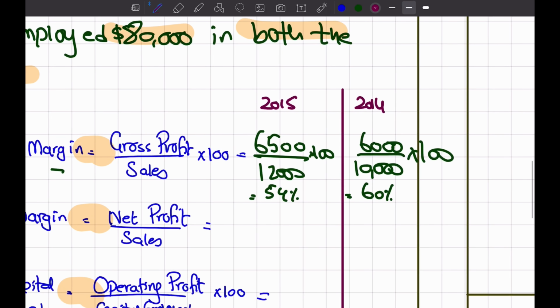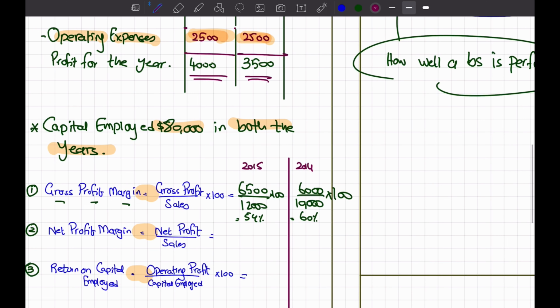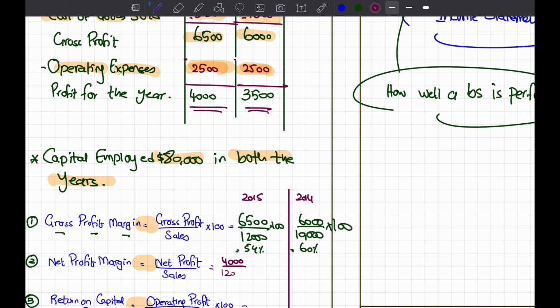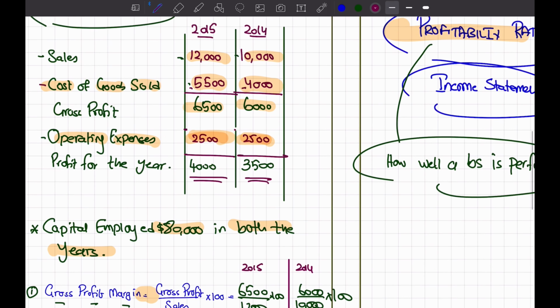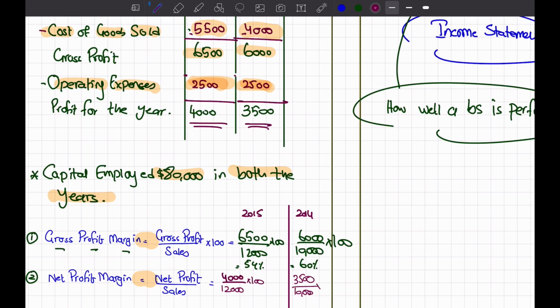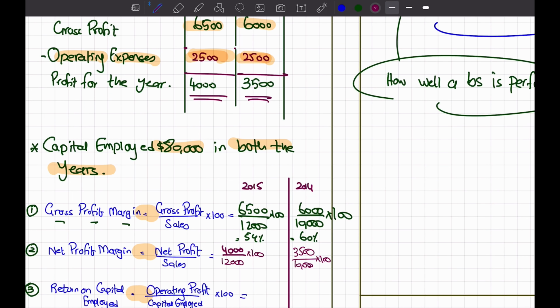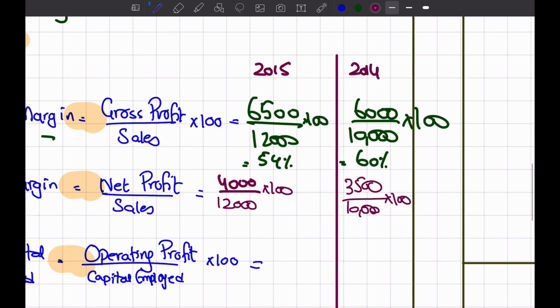Net profit margin is net profit over sales multiplied by 100. I'll want the net profits that were 4,000 divided by the sales of 12,000, whereas in 2014 say the net profit was 3,500 and the sales are $10,000. I'm simply picking up the numbers from the statement that I have been given. If I do 4,000 divided by 12,000 multiplied by 100, that will give me 33% approximately, and this will give me 35% approximately.